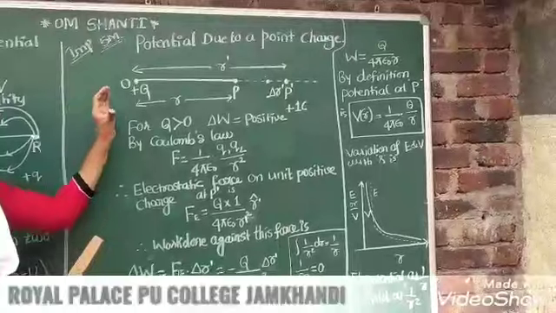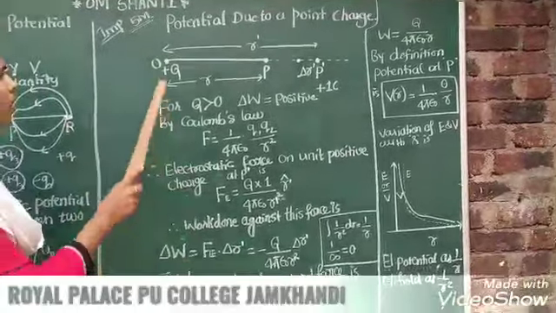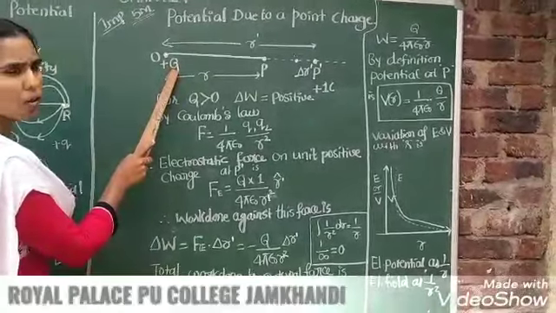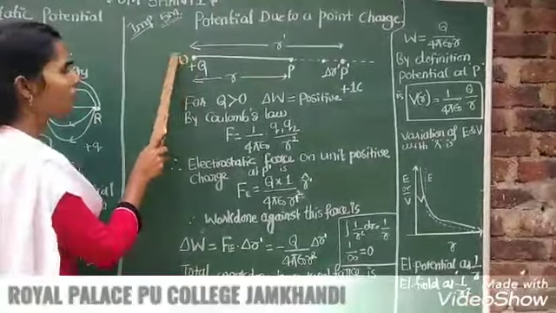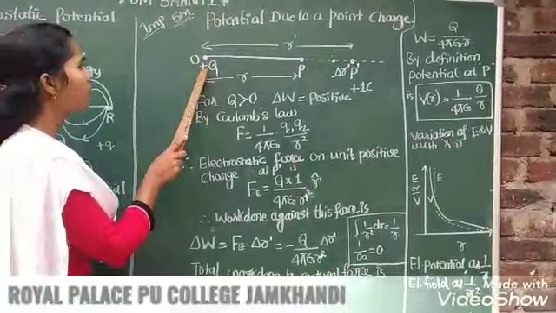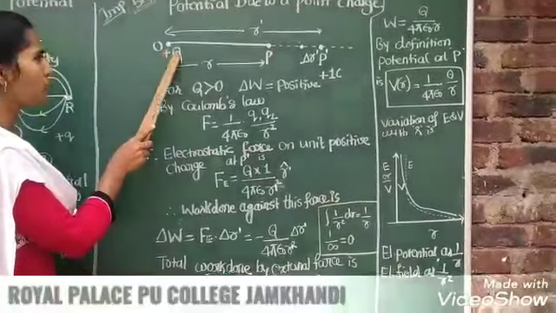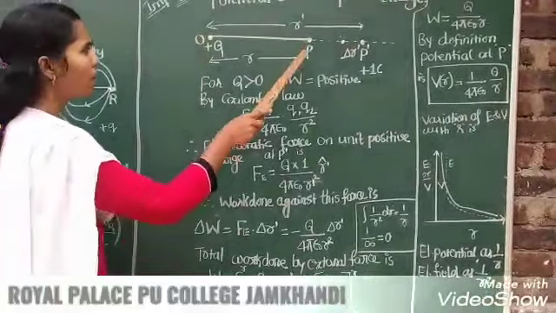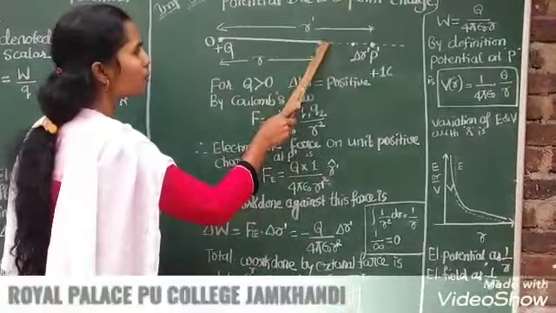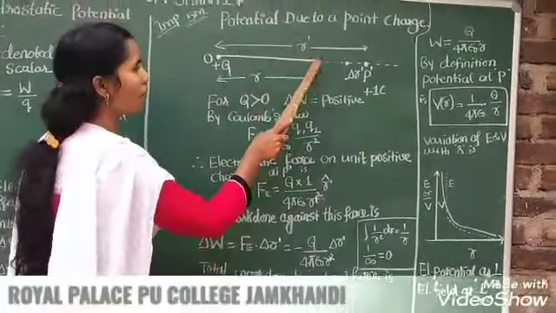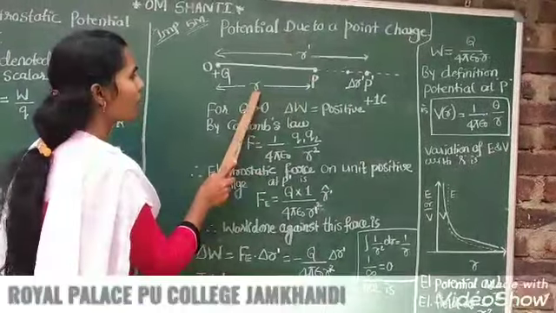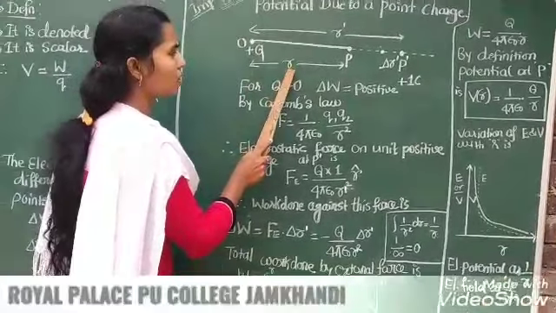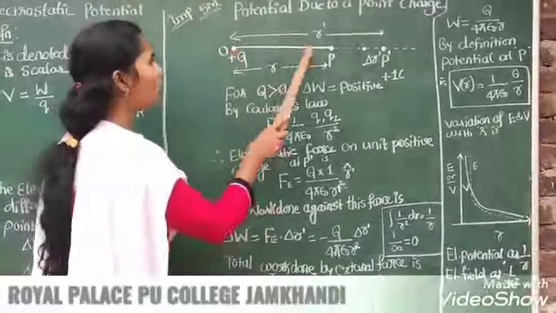Then what is the consideration for this? Consider a positive charge which is kept at the origin. Consider a positive point charge plus Q that is kept at the origin. We want to find what is the potential at the point P, which has the displacement vector or the direction vector r from the origin.